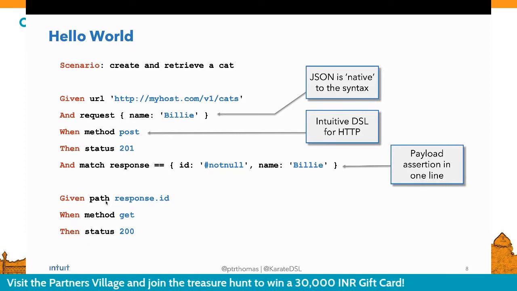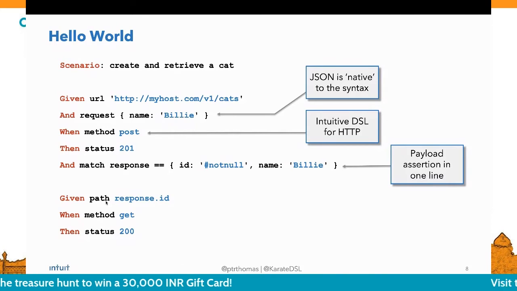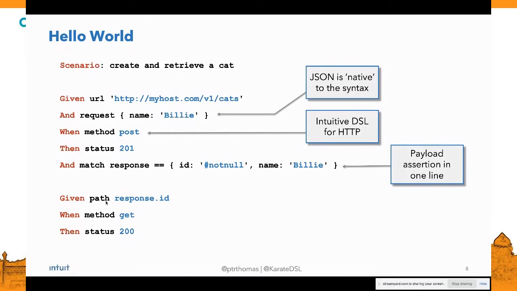And now we get to some of the real big capabilities or differentiators that Karate has. What you see on this line is a match. There's a match keyword, and we are actually saying that whatever response came back from the server, we want to validate that all the key value pairs, all the data elements are as expected. And this actually works even if you have deeply nested JSON, which is the case when you get into real life transactions. And there is a twist here.